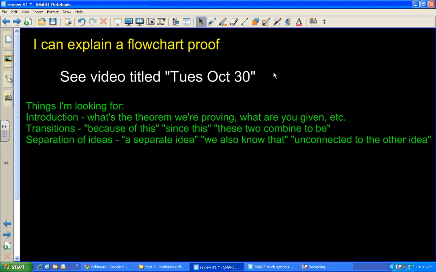Okay? On the test, you'll get a flowchart proof, just like on the practice quiz, or practice test. The one on the actual test is shorter, don't worry, but it's there.